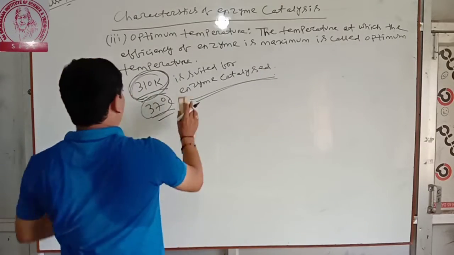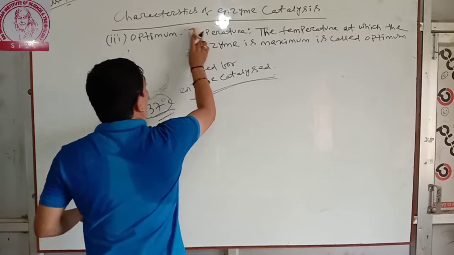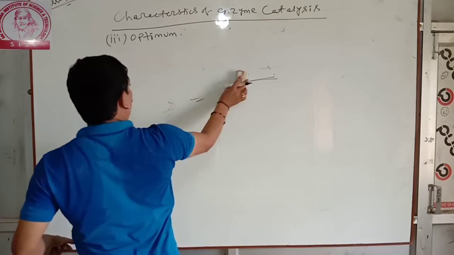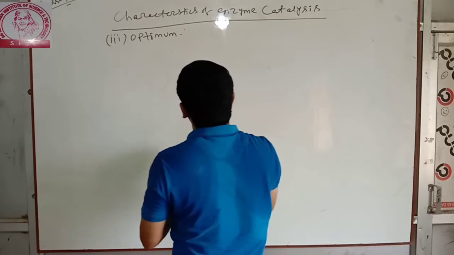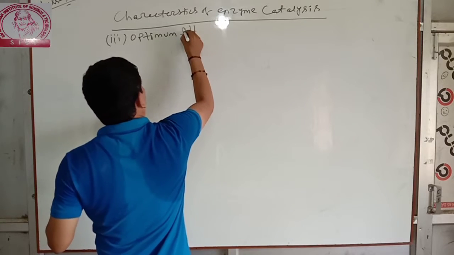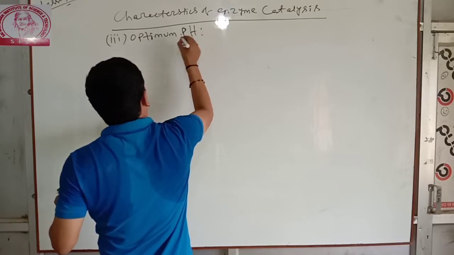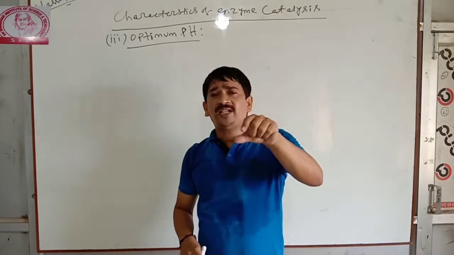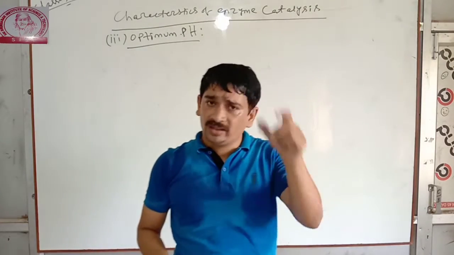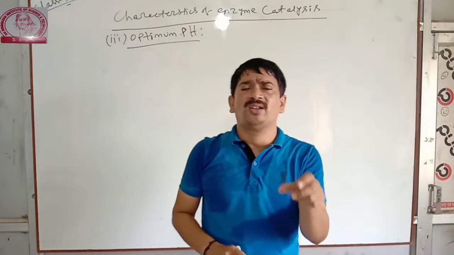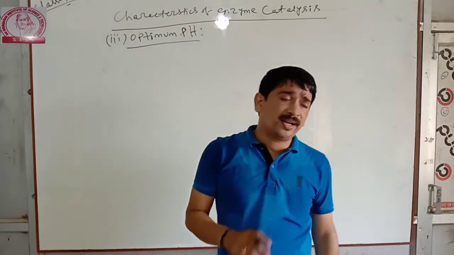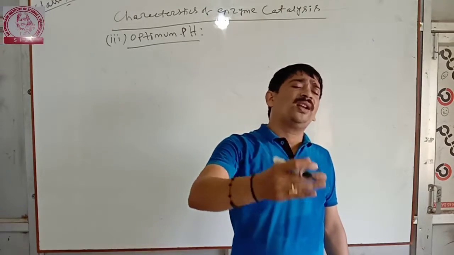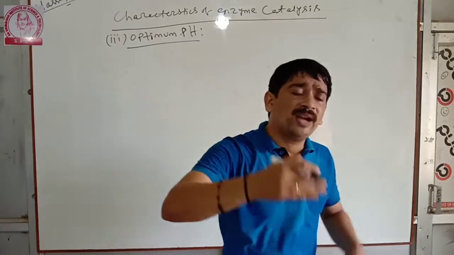Next, the fourth point is optimum pH. So what is pH? As you know, pH is defined as the negative logarithm of hydrogen ion concentration. The rate of an enzyme catalyzed reaction is maximum at optimum pH.